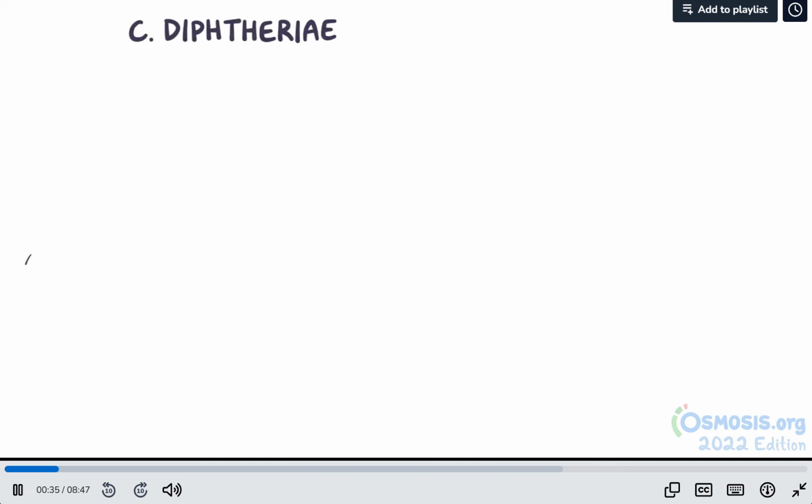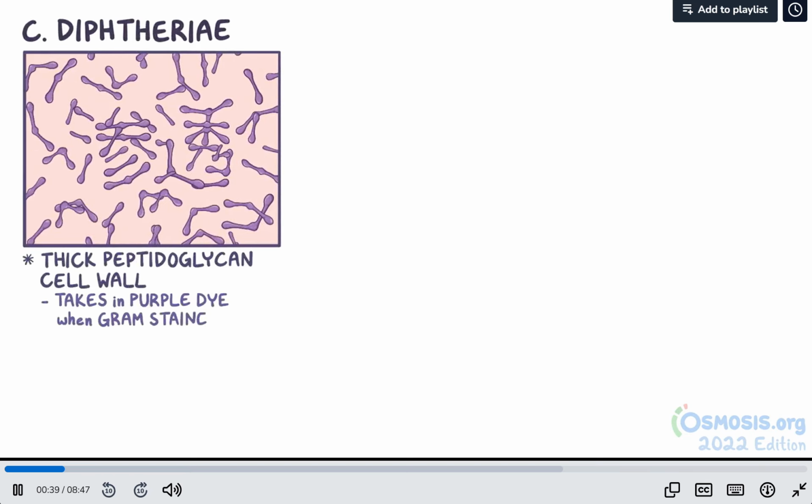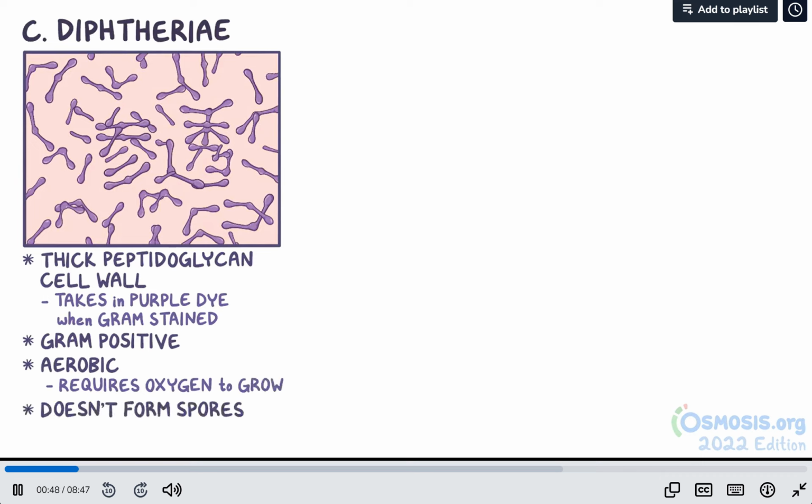Alright, now C. diphtheriae has a thick peptidoglycan cell wall that takes in purple dye when gram-stained, so it's a gram-positive bacteria. It's aerobic, which means that it requires oxygen to grow, and it does not form spores.